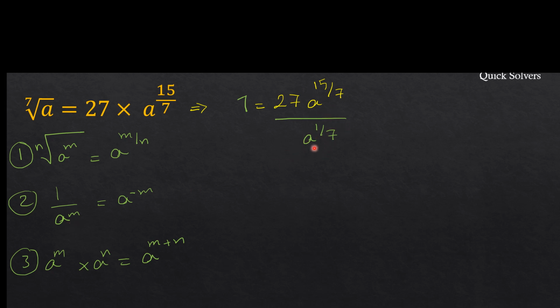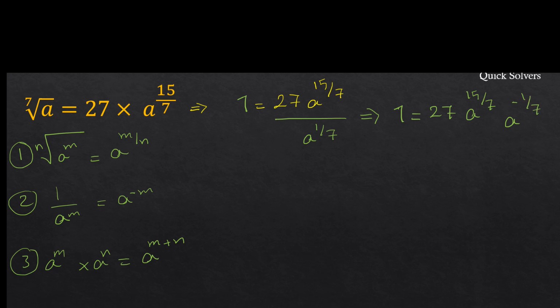Here we have a to the power of 1 over 7 in the denominator. I can take it up to the numerator, but then replace it by a to the power of minus 1 over 7. All right, so I can rewrite the whole expression as 1 equals 27 times a to the power of 15 over 7 times a to the power of minus 1 over 7. And now it's time to apply the third rule because we have the same bases here, so we can sum up the exponents.